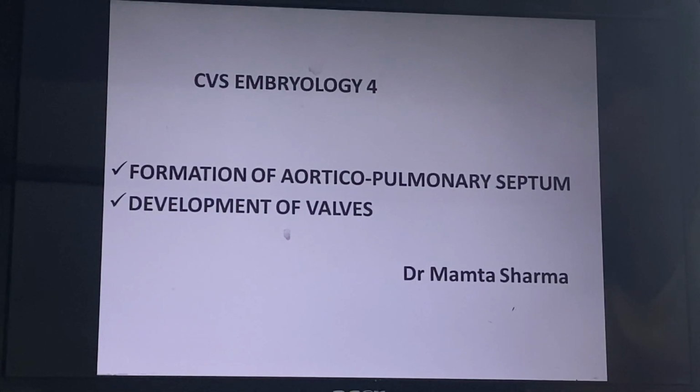Hello students, continuing with the development of the cardiovascular system, in today's lecture I will discuss the formation of aorticopulmonary septum and development of valves.